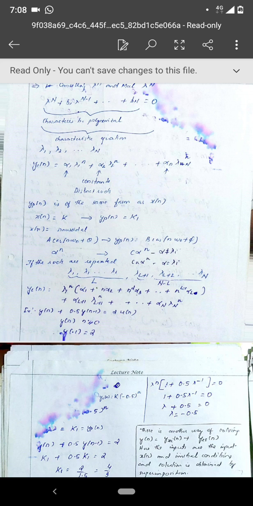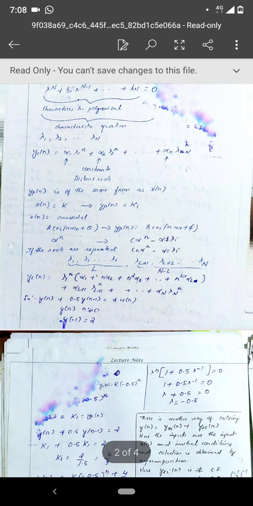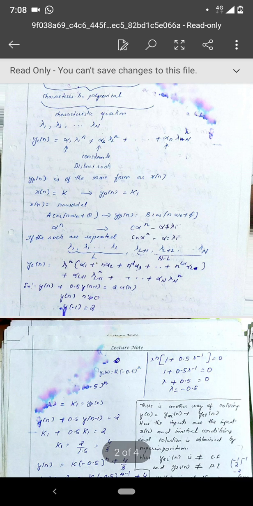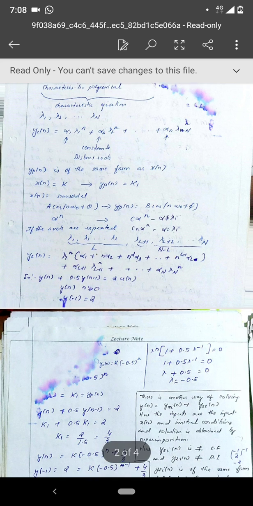So what will be the form of the complementary function? y CF of n will be, add all the solutions with those constants: alpha 1 lambda 1 raised to n plus alpha 2 lambda 2 raised to n plus ... plus alpha N lambda capital N raised to small n. Here you can see that all those constants are different, and also the roots lambda 1, lambda 2, up to lambda capital N are distinct. If they are all distinct and different, this is the solution of the complementary function.